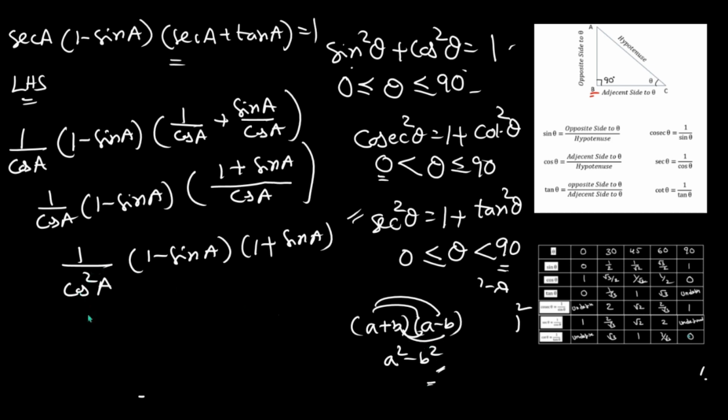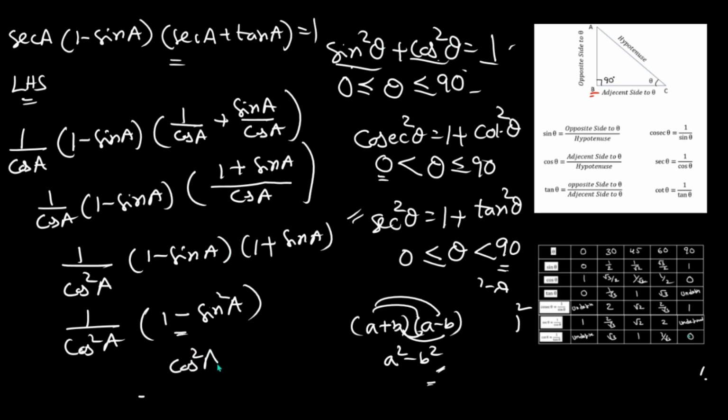If you simplify that, it is 1 by cos square A into 1 minus sine square A, right? What do you know here? Sine square theta plus cos square theta is equal to 1. If you send the sine square theta to the other side, then cos square theta is 1 minus sine square theta. So 1 minus sine square A can be written as cos square A, where A is the angle, divided by cos square A. Both get cancelled and it is 1. That is the right hand side.